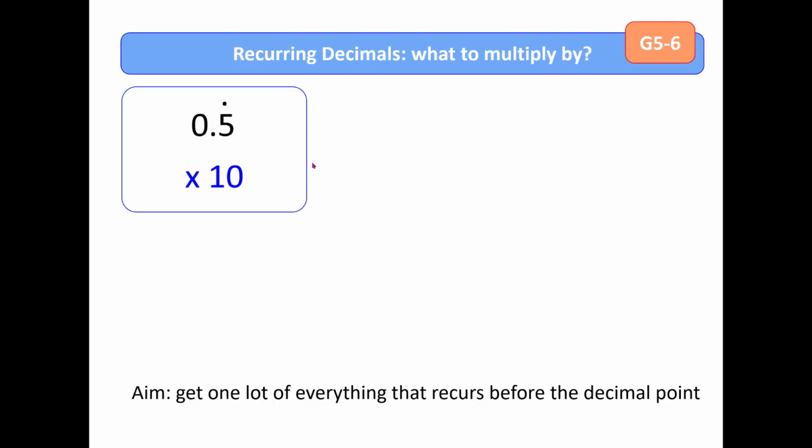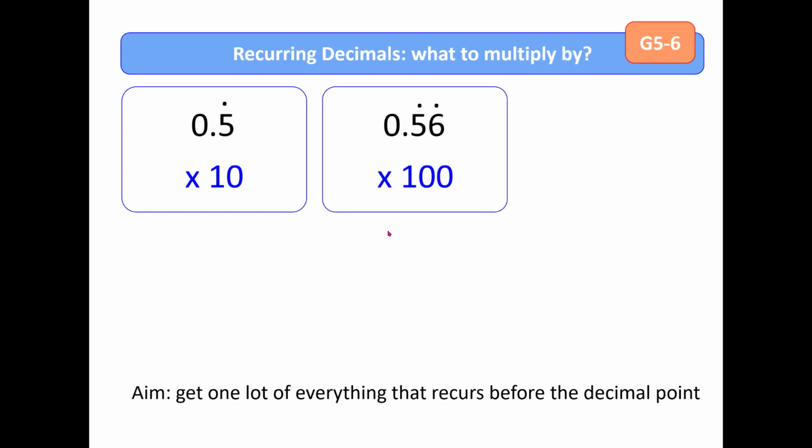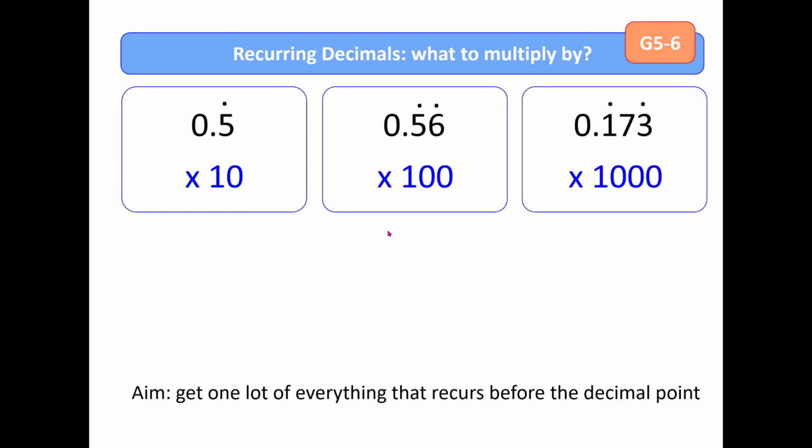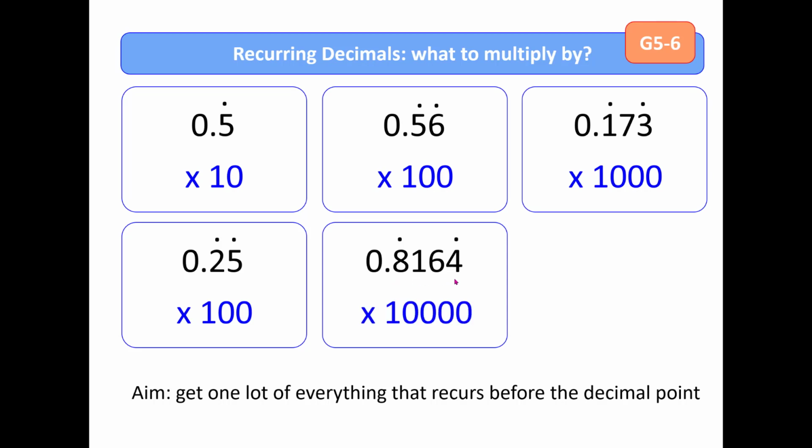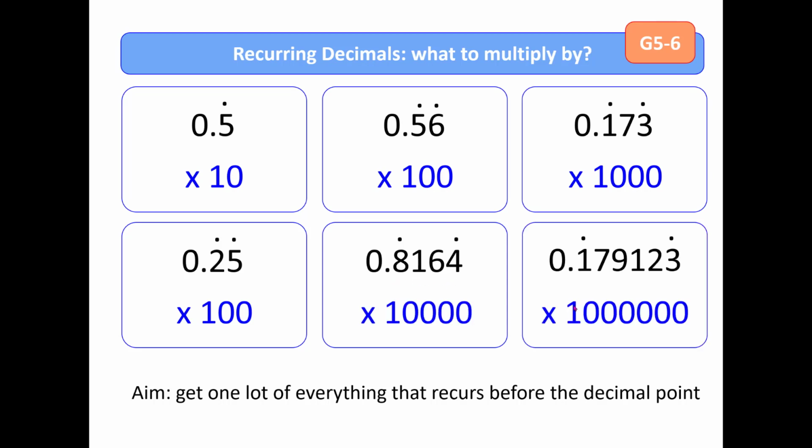So you can see that's one decimal recurring, so you times it by 10. When you've got 2, it's 100. 3, 1,000. Those four numbers would repeat, so we times it by 10,000. So those are key points. Okay.